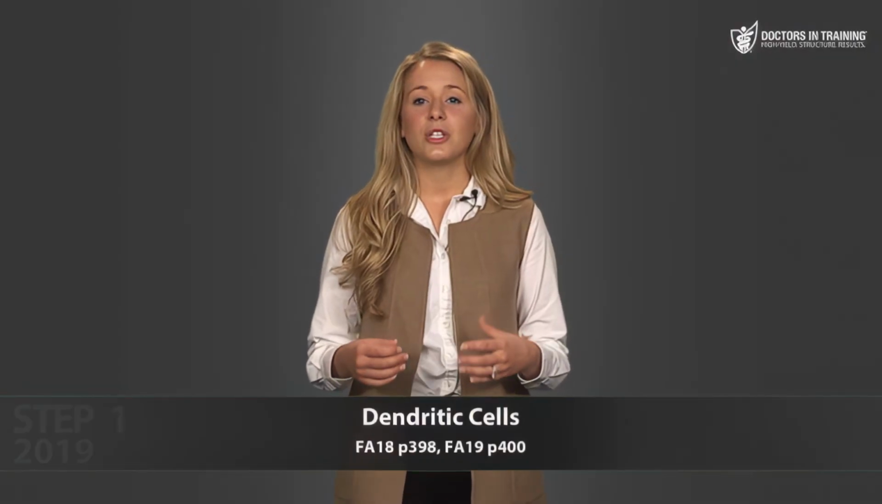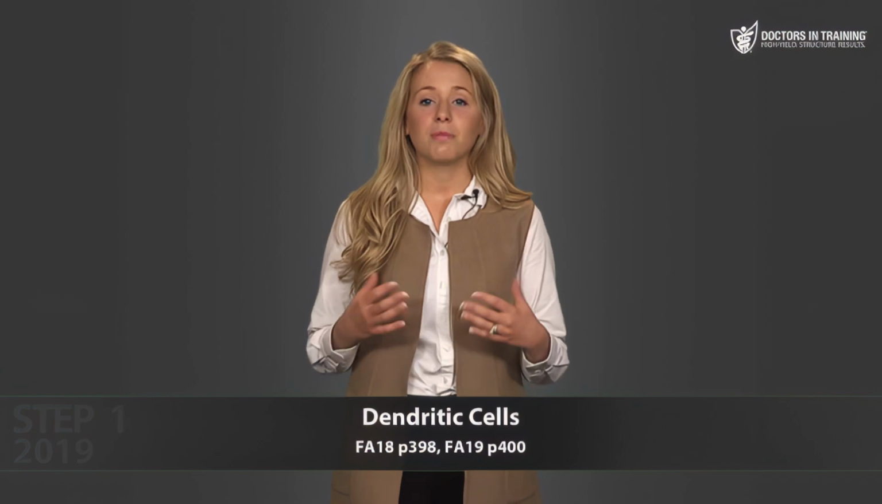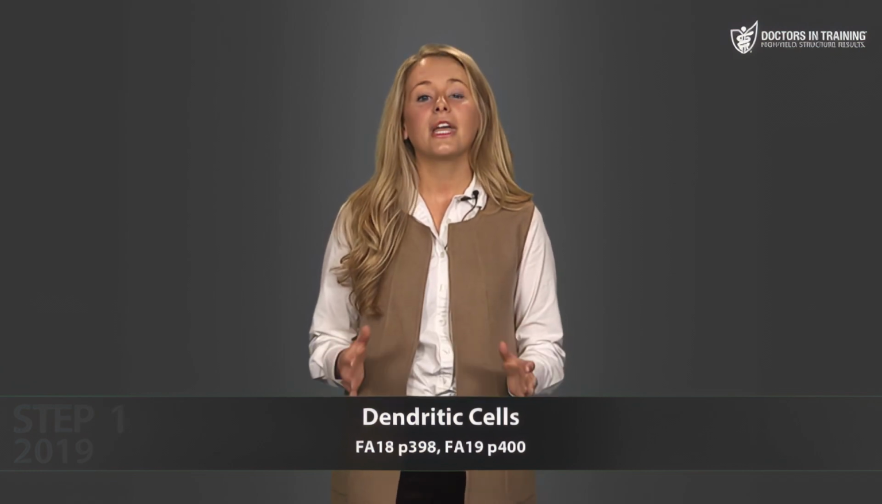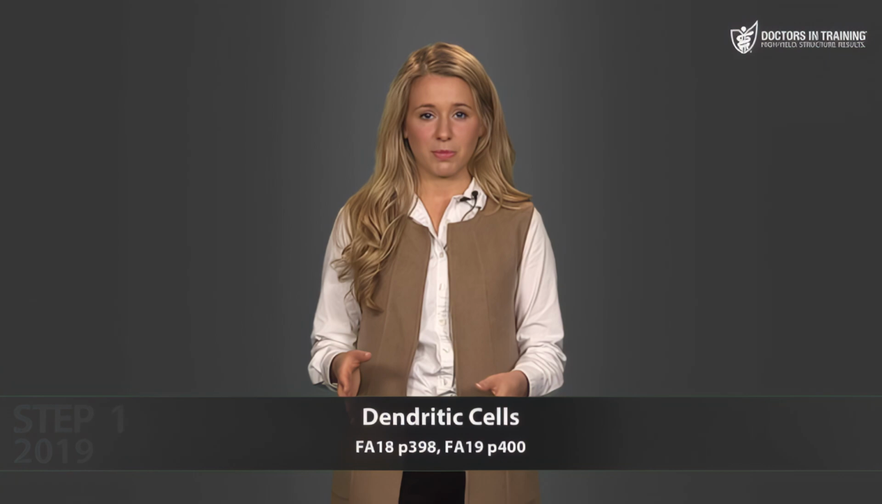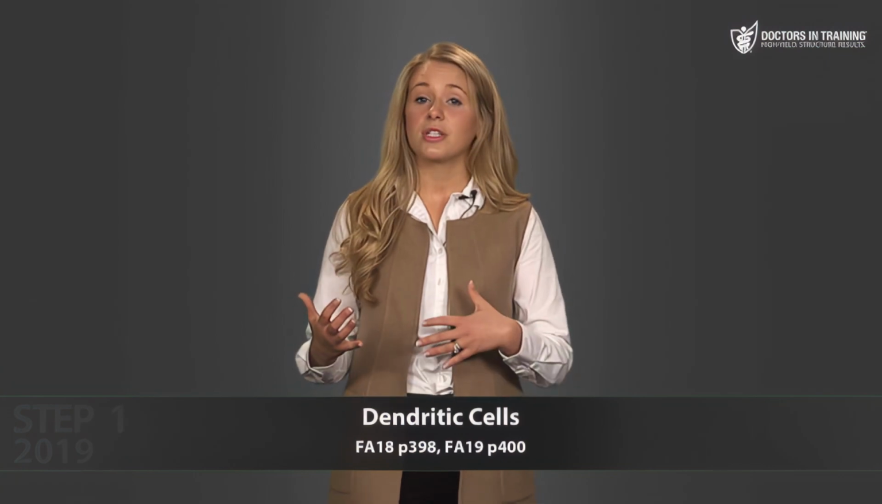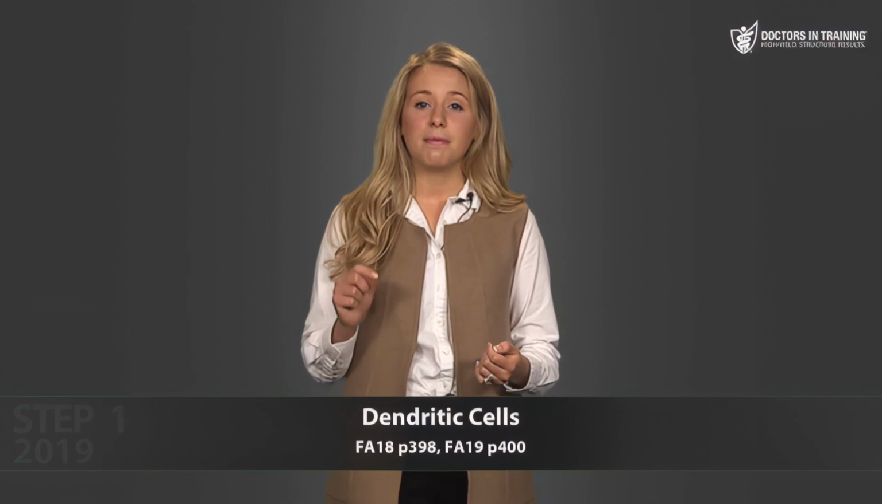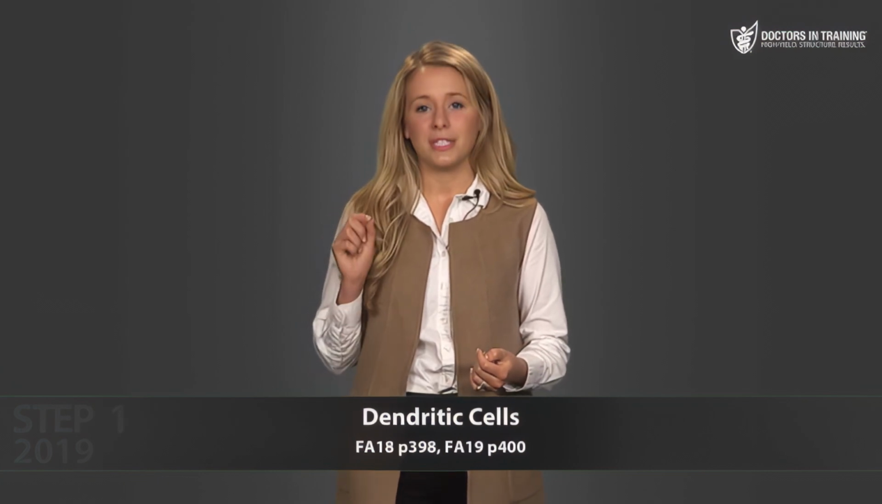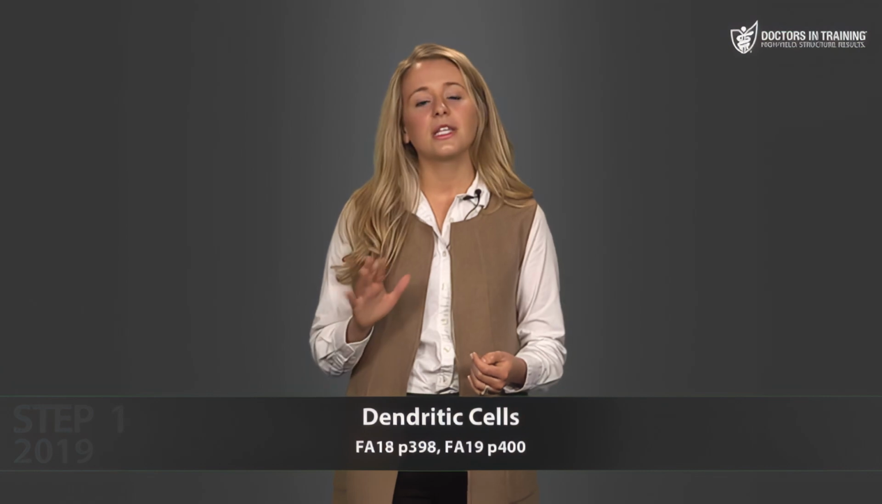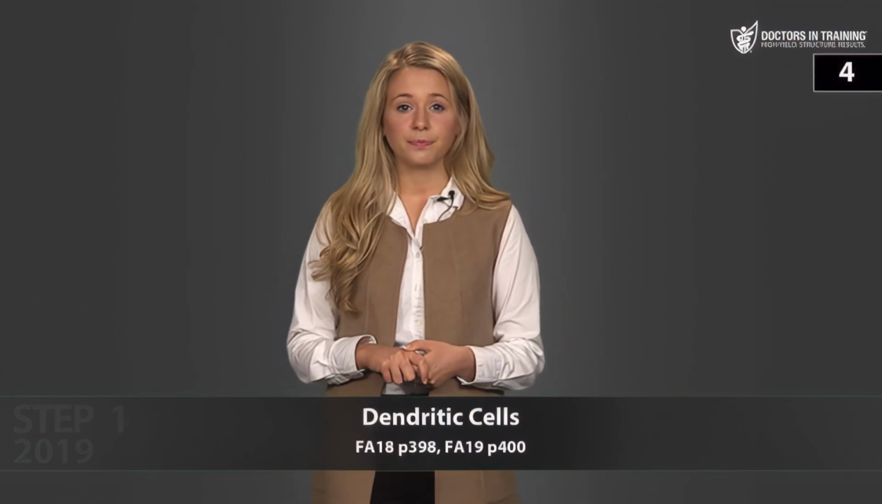beta cells. Cells that express MHC2 on their surface are antigen-presenting cells. And there are a handful of cells that can act as antigen-presenting cells, like macrophages, sometimes certain B cells, but by far the most important type of antigen-presenting cells are the dendritic cells. Let's look at number 4 in your study guide.